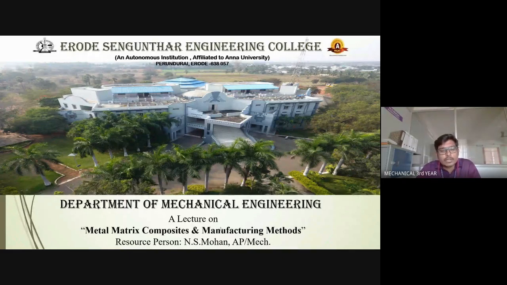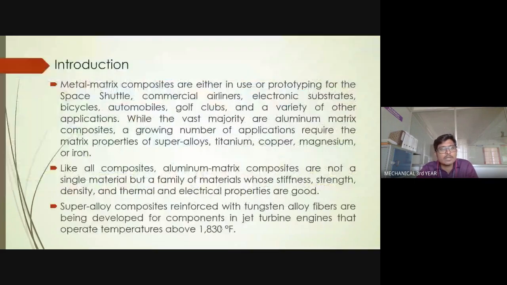In today's topic, we are going to discuss metal matrix composites and their manufacturing methods. In the previous classes, we were talking about the different types of composite materials available, and they fall under three major categories: polymer matrix composites, metal matrix composites, and finally ceramic matrix composites. As I said in the previous class, we discussed polymer matrix composites in detail and also their manufacturing methods. In today's class, we are going to discuss metal matrix composites, their properties, and also the manufacturing methods. Let us move on to the next slide.